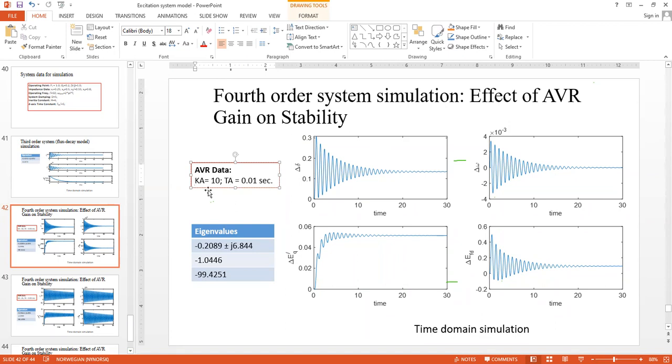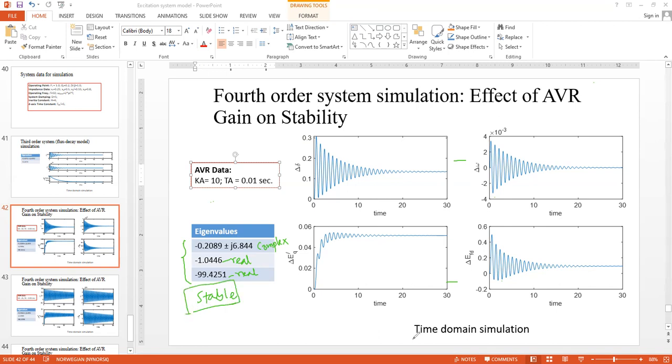Because the system order is now increased by 1, we'll have a fourth order model, so there will be 4 eigenvalues. These are the eigenvalues. Again, we have one pair of complex conjugate, and one real, and this is the second real eigenvalue. But for all of them, we have negative real part. So again, this is stable. From the eigenvalues we can conclude about the stability.